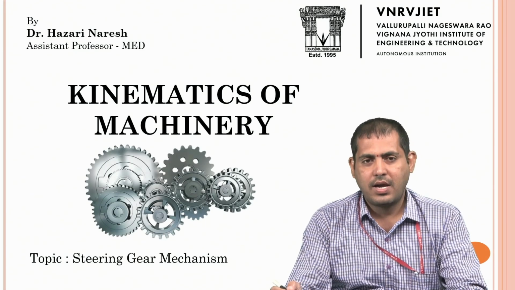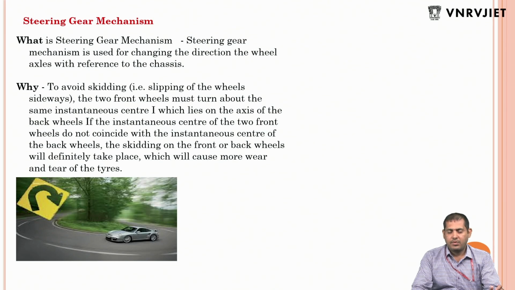Today, we are going to discuss steering gear mechanism topic in kinematics of machinery subject. Okay. First, let us start. Steering gear mechanism. What is steering gear mechanism? First, we have to learn. Steering means we have to change the direction of the vehicle, either left side or right side. If it is not there, what will happen? We are unable to control our vehicle. So we are not going to travel in whatever path we are specifying.